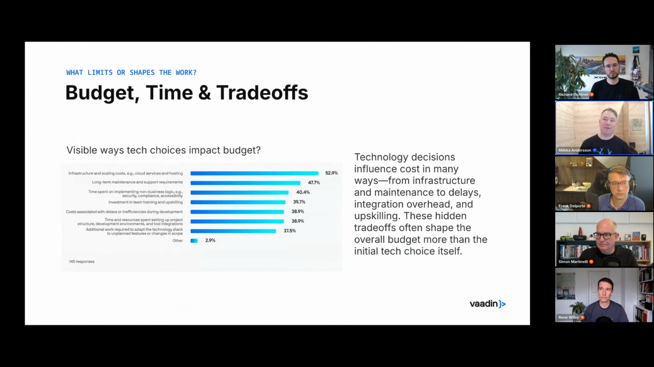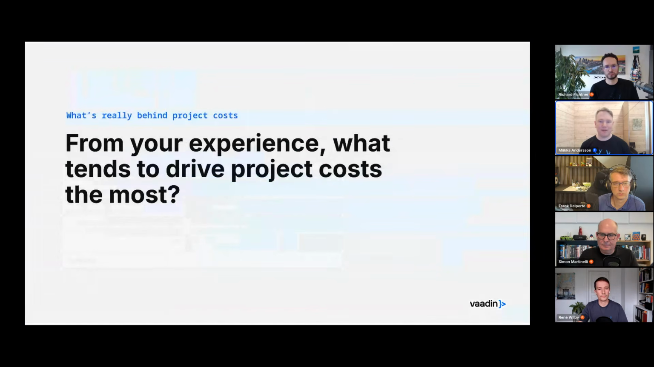And especially thinking about the total cost of ownership, thinking about the whole life cycle of an application or solution that's being developed, the technological decisions have a massive influence on what it costs eventually. And with that, let's jump into the questions. So, based on your experience, what are the things that most affect the budget? Let's start with Simon.